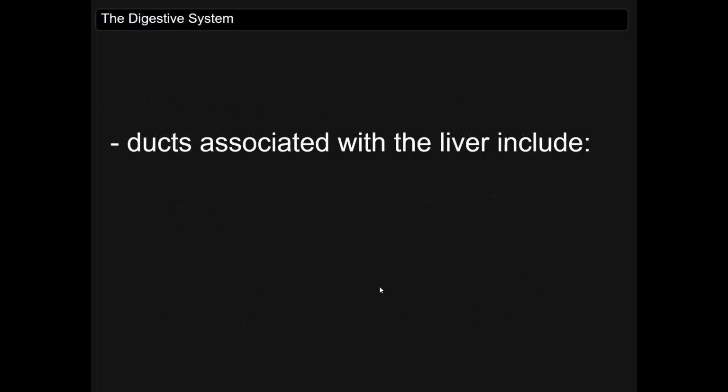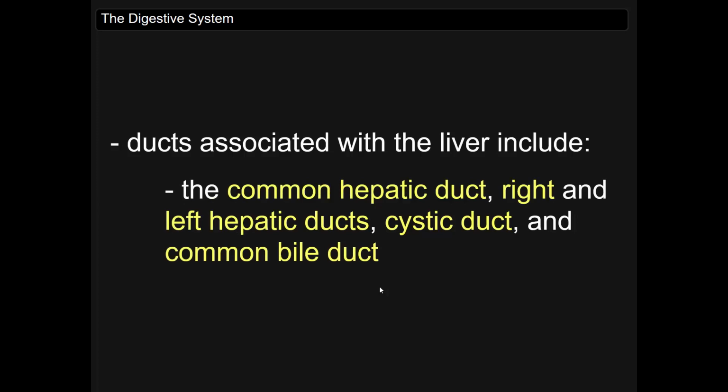With the liver and the gallbladder, we have to have tubes, which we're going to call ducts, to get the bile down to the small intestine so it can be dumped in to mix with the chyme so that we can start breaking down the fat. So we're going to have a series of ducts that get the bile down to our duodenum.